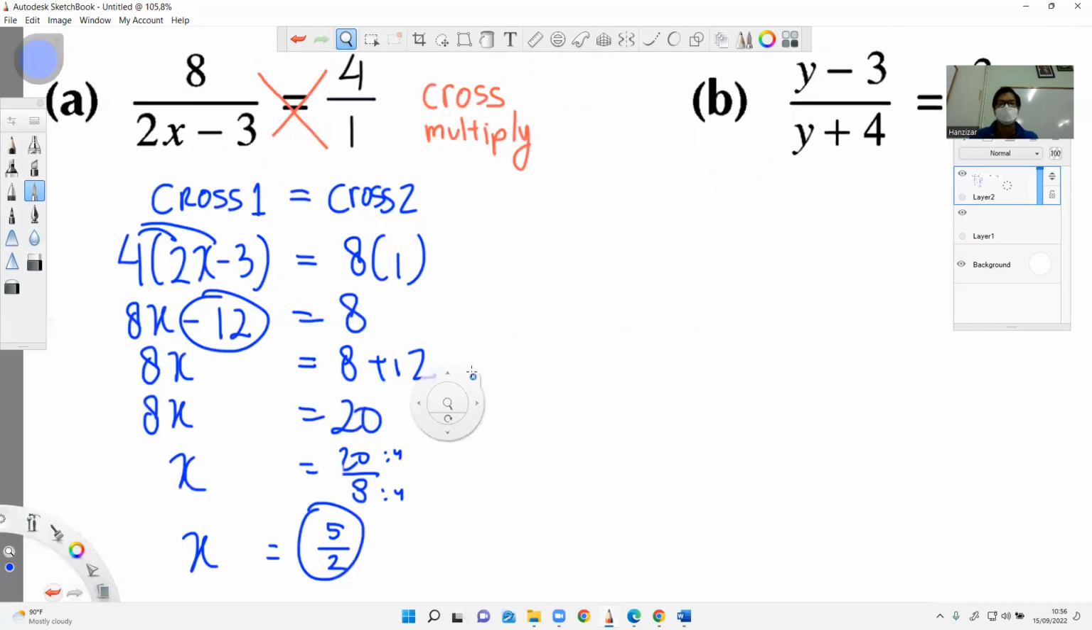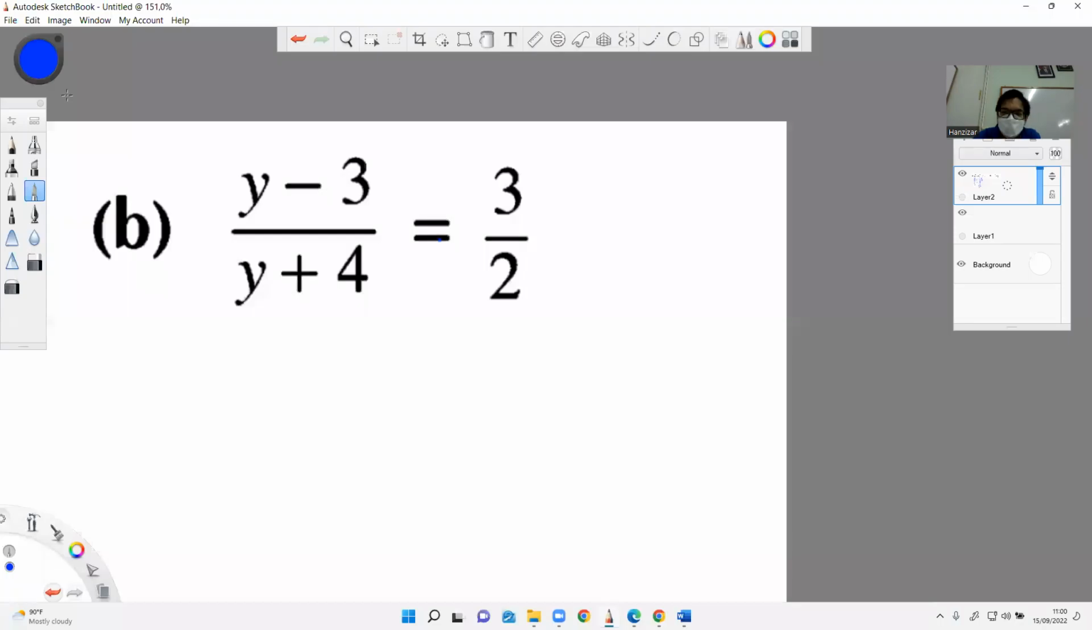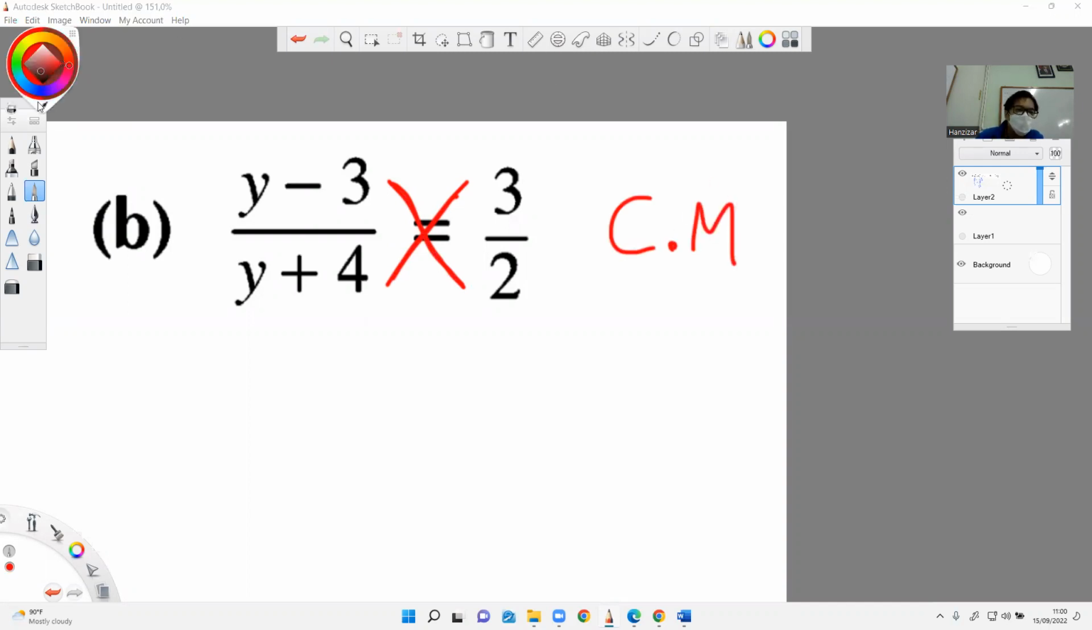Write down. I will show you how to do question B later. In this question, we also do the same thing. You do the cross multiplication. Cross 1, cross 2. Or cross 1, cross 2. Anyhow, it's the same. I write CM, initial, cross multiply. Which one is the first cross? Anyone? 1 minus 3, free choice.